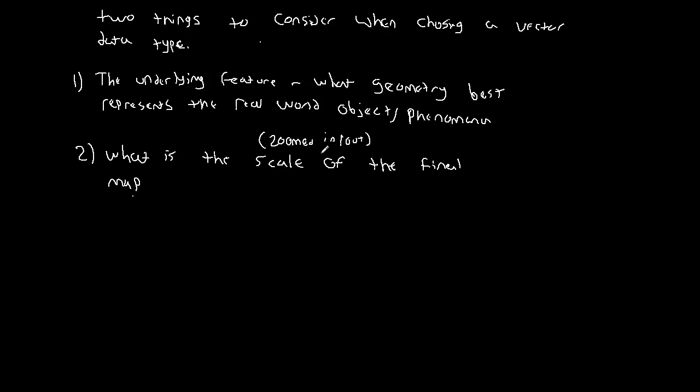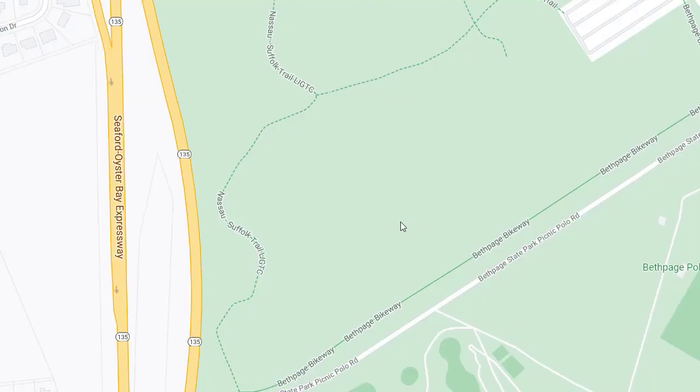And so what I'm going to do is pull up Google Maps for a second, and I want you to think through conceptually how the underlying features change as we zoom in and out. So what we're looking at here is a portion of the Seaford Oyster Bay Expressway and a very small portion of Bethpage State Park. Watch what happens as we zoom out.